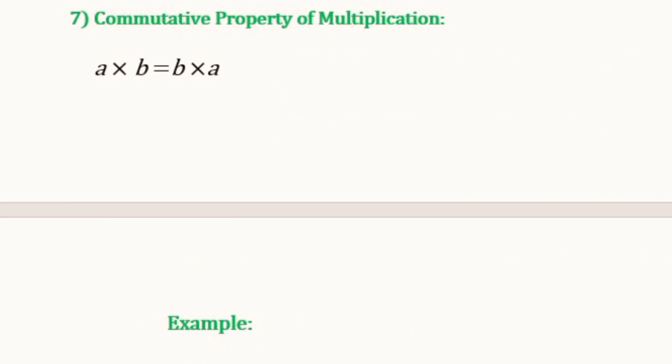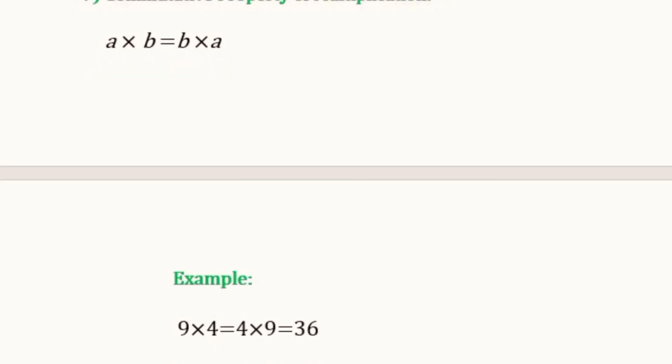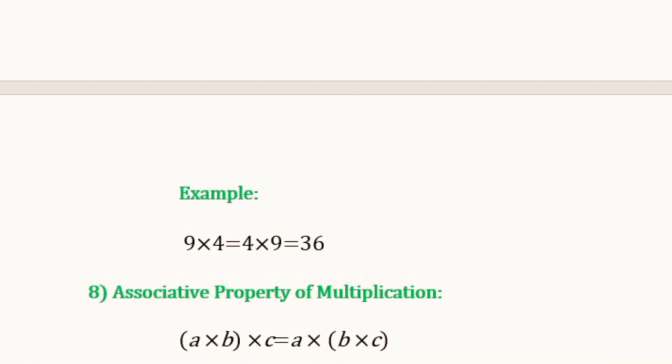Second property, commutative property of multiplication. The same commutative law with respect to multiplication will hold. If we have two real numbers, say a and b, then commutative law with respect to multiplication holds, which is a multiply b equal to b multiply a. For example, we take two numbers, say 9 and 4, we multiply them and get 36. If we multiply 9 with 4 or we multiply 4 with 9, we get 36. So commutative law is valid in real numbers.